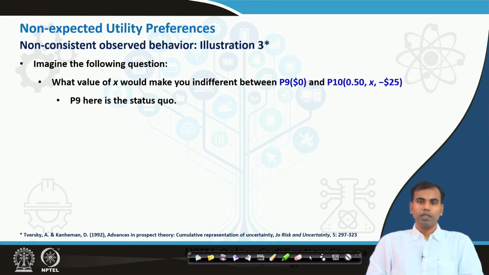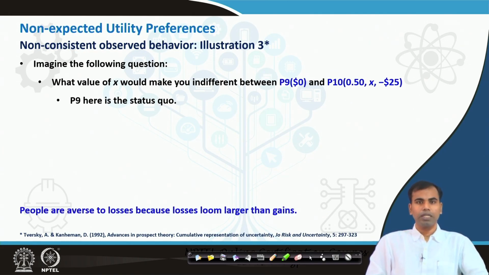If you see, P 9, which is no gain or no loss, is the status quo, and as indicated earlier, most of us do not want to deviate from the status quo, and if we are deviating, our choices would be driven by gains and losses. Now, this piece of research indicates that people are averse to losses because losses loom larger than gains.